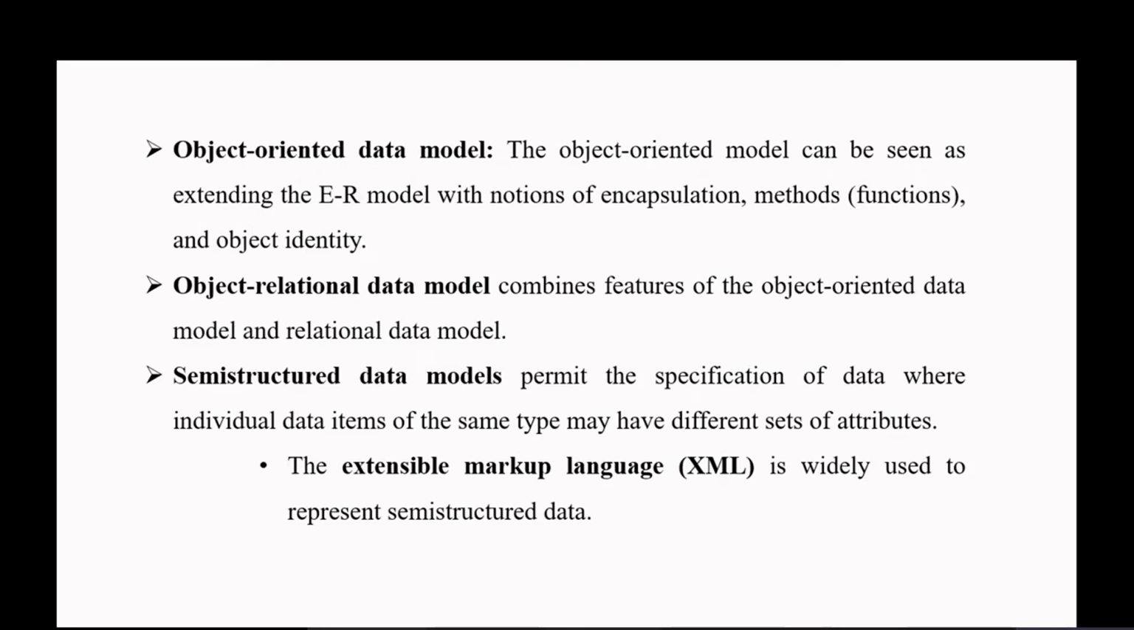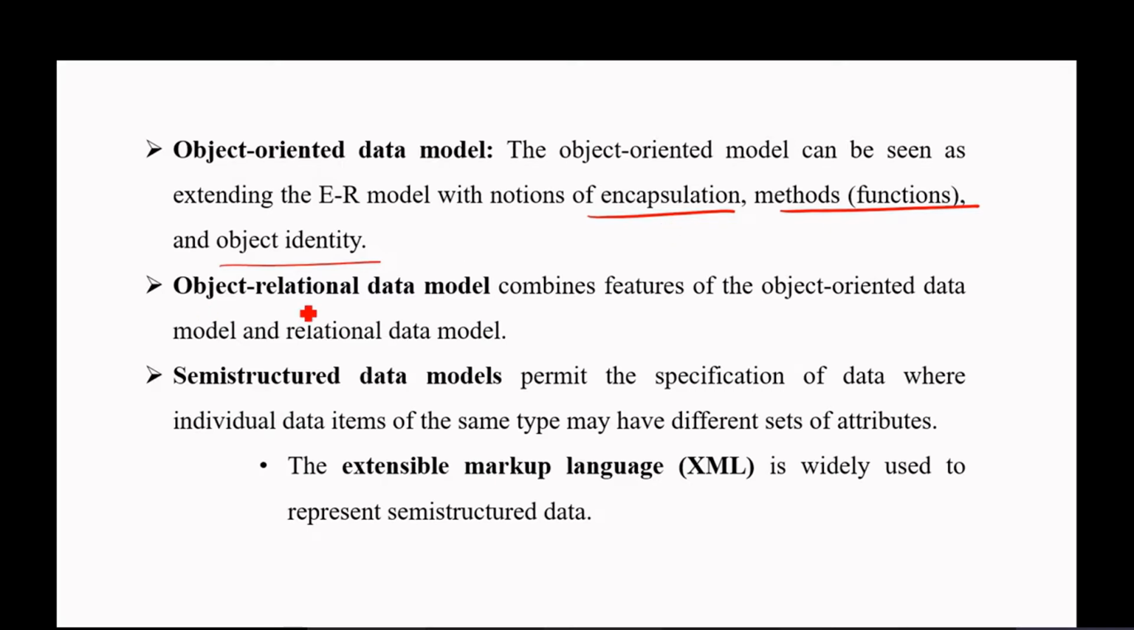Now, the object-oriented data model. The object-oriented model can be seen as extending the ER model with the notions of encapsulation, methods, and object identity. These are the properties which are always associated with your object-oriented concept. ठीक है, तो आपने oops पढ़ा है तो आपको पता होगा what is the meaning of encapsulation, what is the meaning of inheritance, methods, and object identity.